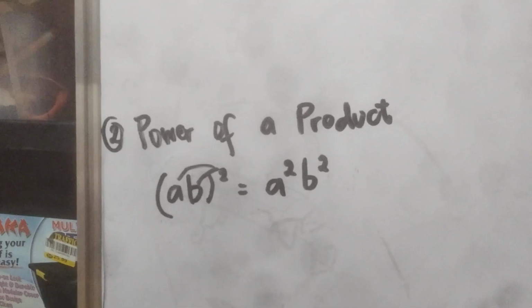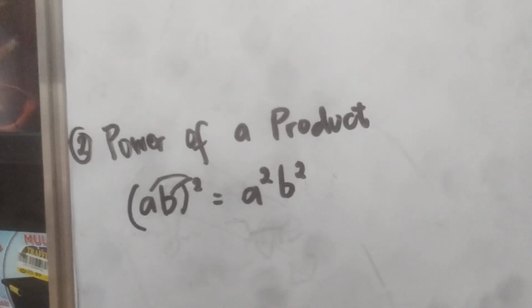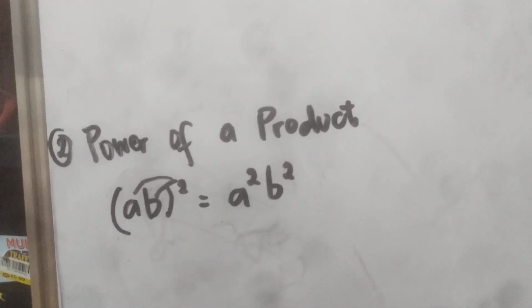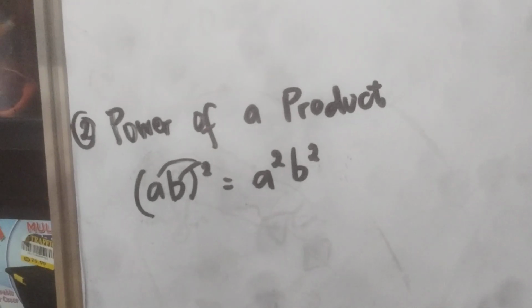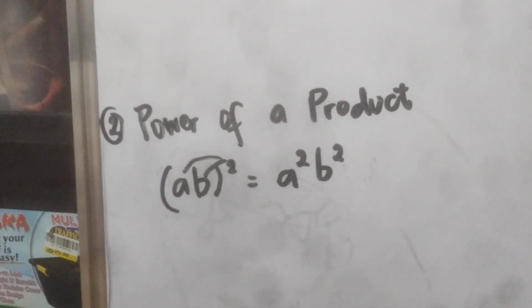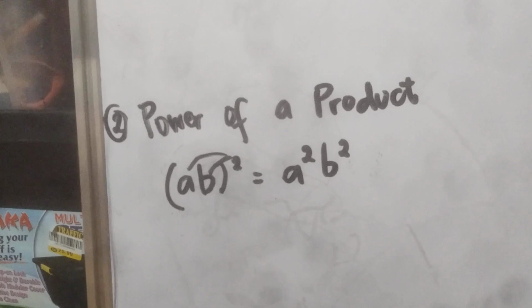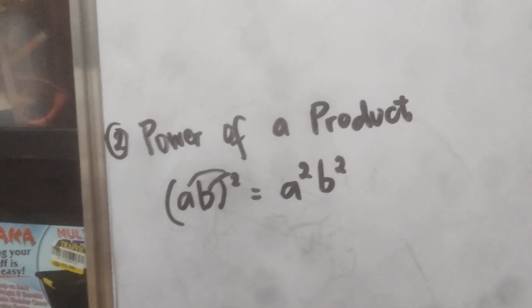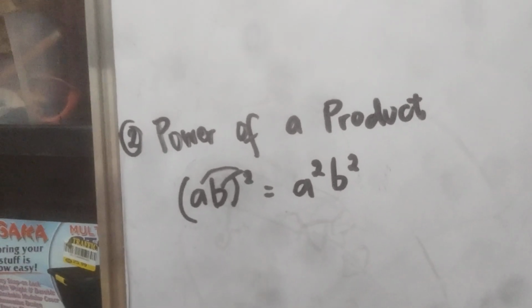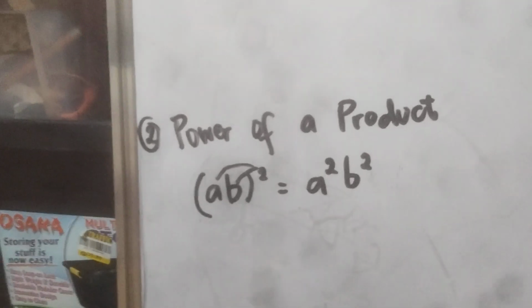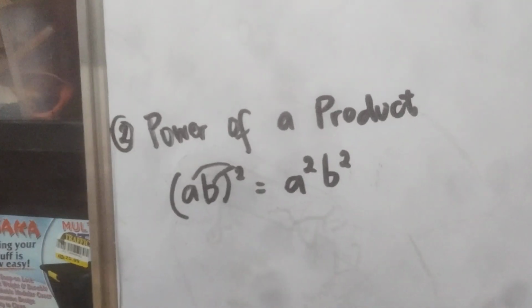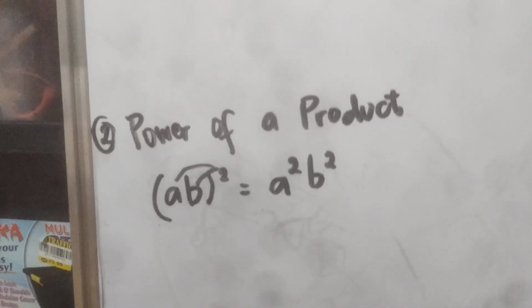For the second example, we have power of a product rule. So in this case, we have quantity AB raised to 2. In this case, we will be using the distributive method. We will distribute the power or the exponent to A and B. Then we get A squared, B squared.